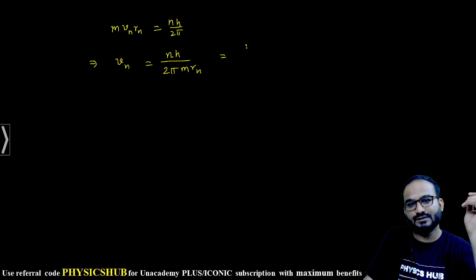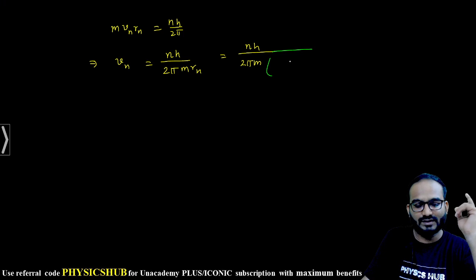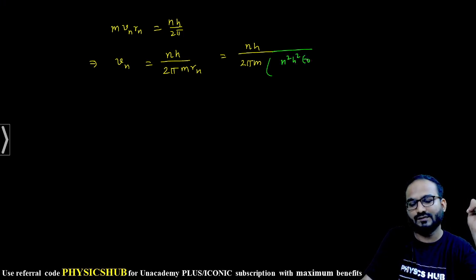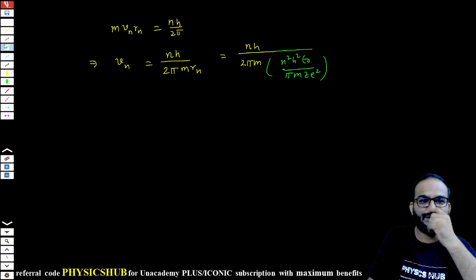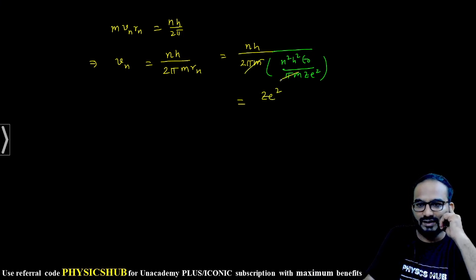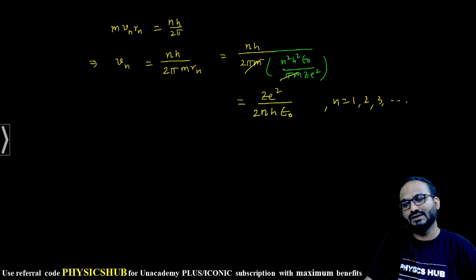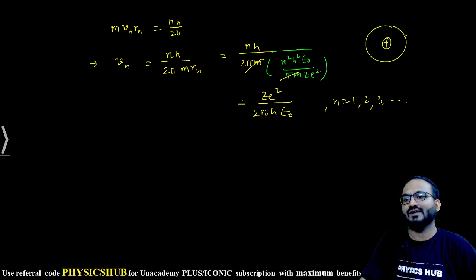Now this is equal to nh by 2π m times the Rn value, which we have already calculated. Now we can directly put that Rn value, n² h² ε₀ divided by π m Z e². So this will give you the expression for the velocity, which equals Z e² (some π m will get cancelled) divided by 2 n h ε₀, where n is 1, 2, 3 and so on. In this way we can get the expression of the velocity of the electron in the nth orbit.